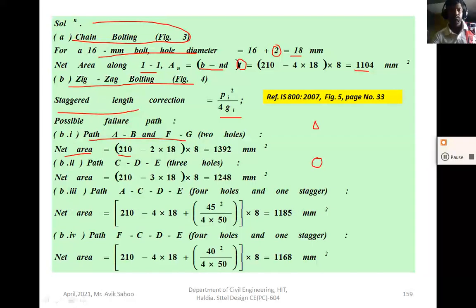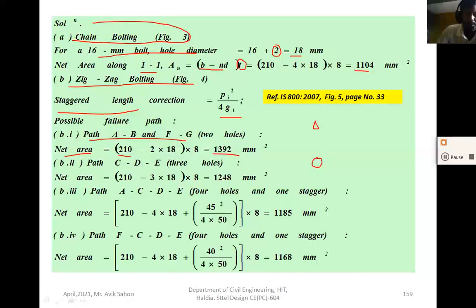The diameter of the hole is 18, so this area you have to deduct from the width and multiply by the thickness of the plate to get the net area. So the net area is 1392 square millimeter.